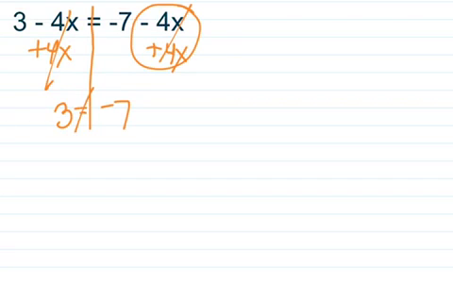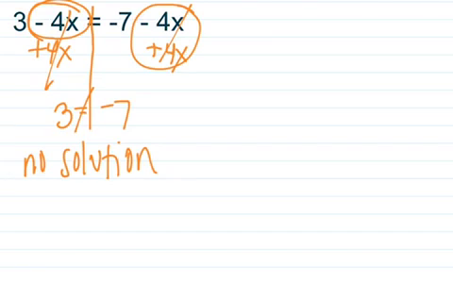Obviously, that is not true. 3 does not equal negative 7. So this is a special problem. This is actually no solution. What that means is no matter what number I plug in for x, it's not going to work. Because if you guys notice, those variables are exactly the same on both sides, but the constants aren't. So if you see a problem like that, you should know that there's not going to be a solution. You're not going to be able to solve it.